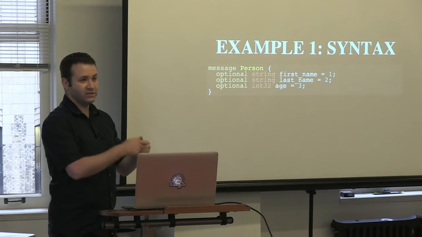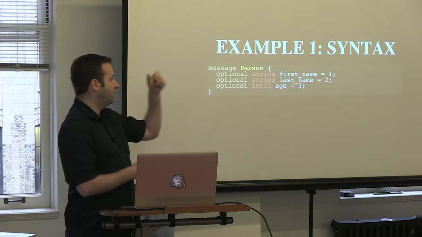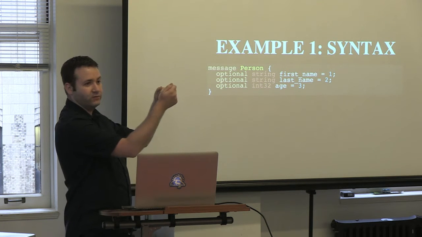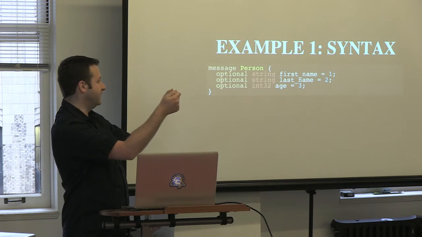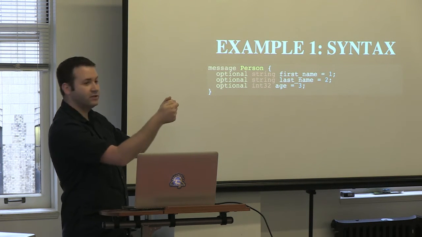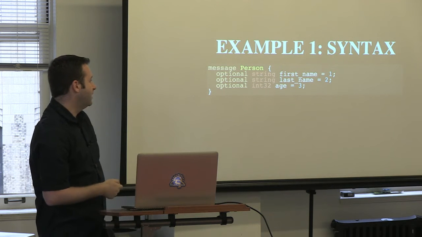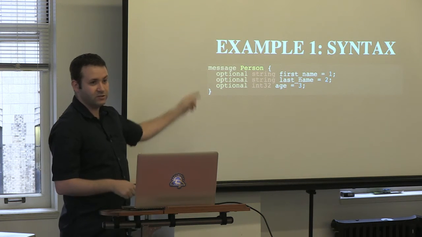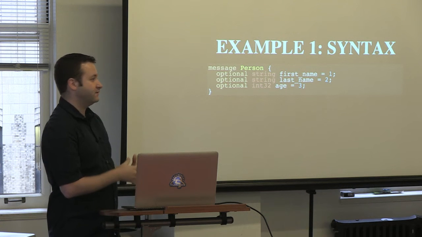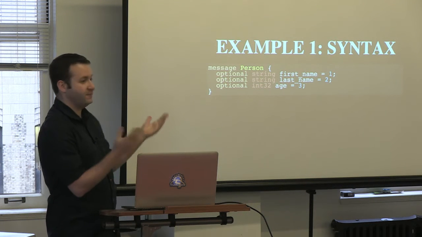When the message gets serialized on the wire, it says key number 1, that's the value. Key number 2, the other value, the last name. Key number 3, there's the integer that represents the age of that person. And everything in this specific message is optional. So the parsers expect that some data will be missing.